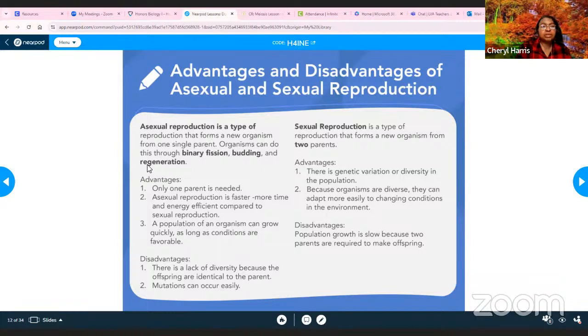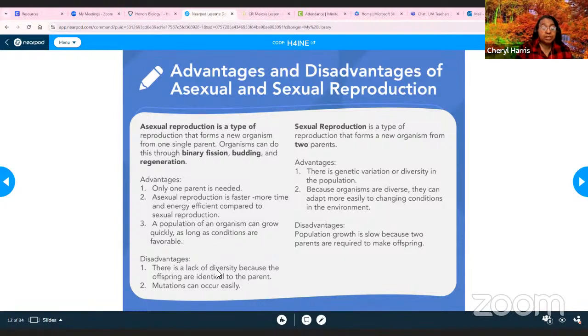So like you've seen lizards that lose their tail and grow their tail back. Okay, so that's a body part. So when you regenerate, you're recreating a missing part. Budding actually creates a whole new organism. So that's the difference between those two. All right, only one parent is needed for that. So one parent makes two, and the population grows quickly.